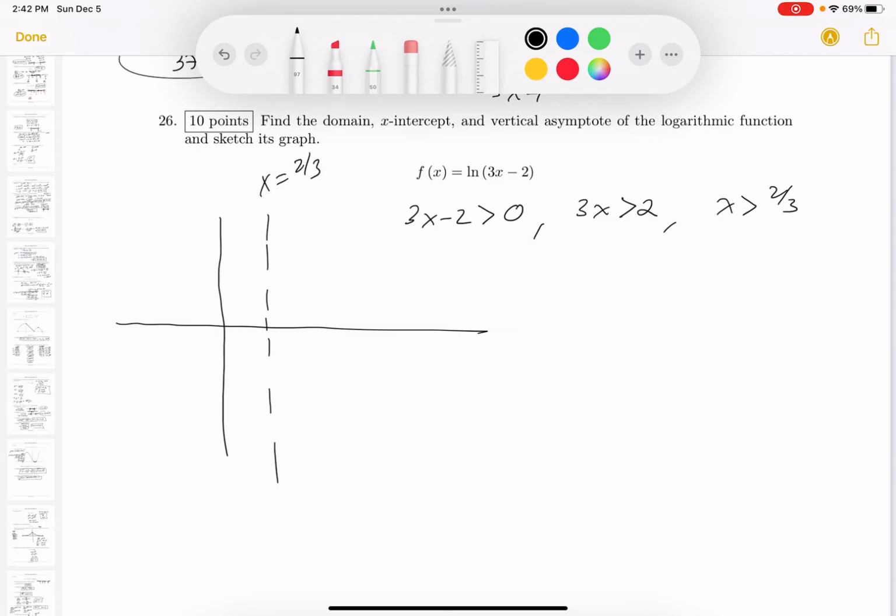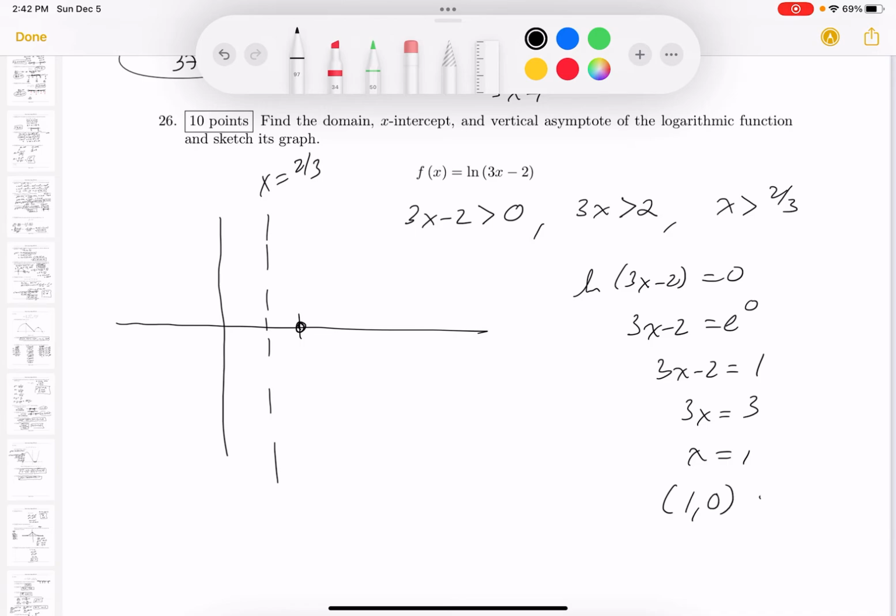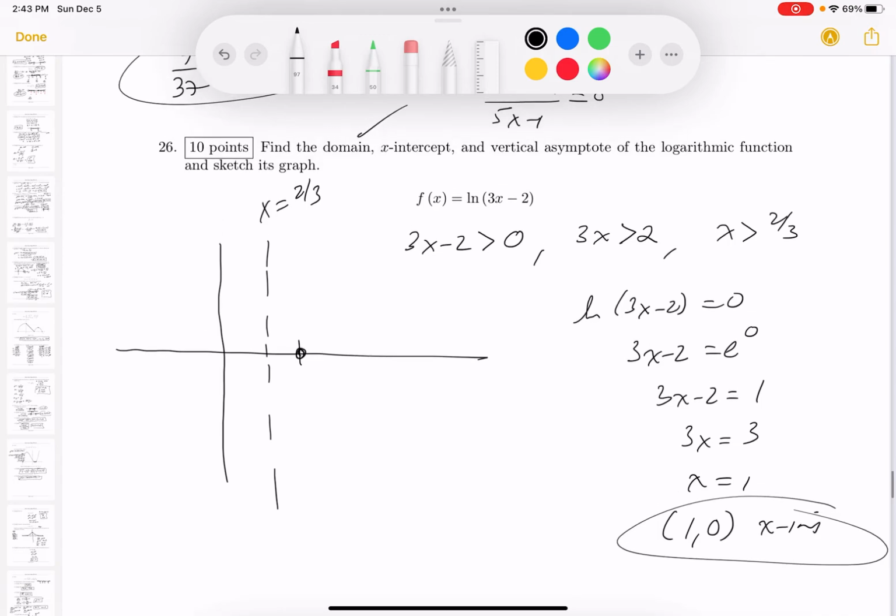Find the domain. I did that. The x-intercept. Well, the x-intercept's when the natural log of 3x minus 2 equals 0, which means 3x minus 2 is equal to 1, which means 3x is equal to 3, which means x is equal to 1. So I got a point over here. So the x-intercept is going to be 1, 0. This is the x-intercept. All right? Now what else do I have to do? Domain, x-intercepts, vertical asymptote. This is the vertical asymptote. The domain is over here.